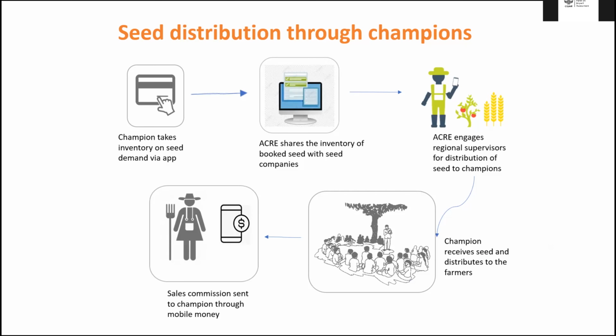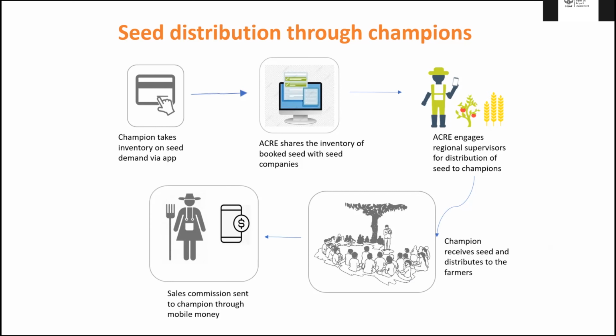So this is how that model would work for seed distribution. Champions will take an inventory of seeds, share that with Acre Africa, which then connects them with distributors for those seeds, which then go back to the champion farmers, delivered in champion farmers' communities, so that they can provide those to the farmers who have booked the seeds. And this is done at a commission. This is a model that Acre Africa was interested in, which we are testing in a separate program with them. It's available for all the champions throughout our treatment and control.